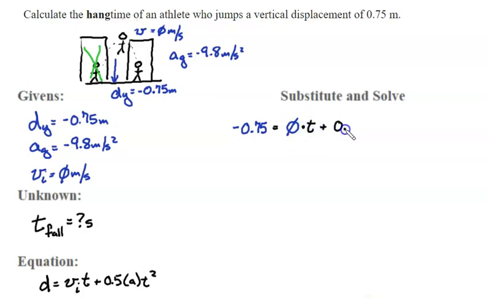Plus 0.5 times the acceleration due to gravity, which is negative 9.8, times time squared. Okay, any number multiplied by 0 blows up. So I'm going to rewrite this. Negative 0.75 equals, and then I can do this math, 0.5 times negative 9.8 is negative 4.9, and then I'm going to write t squared.